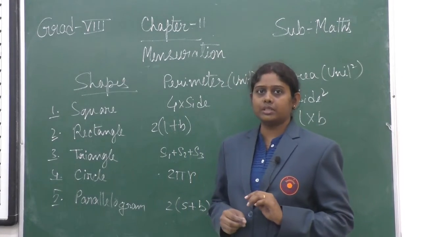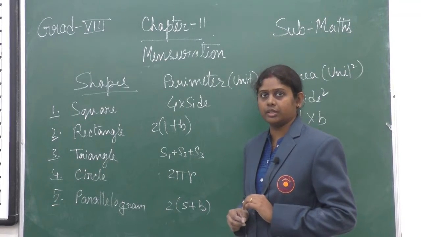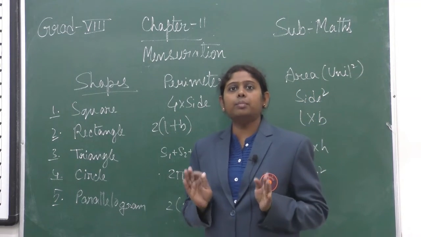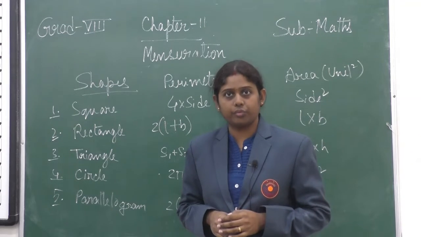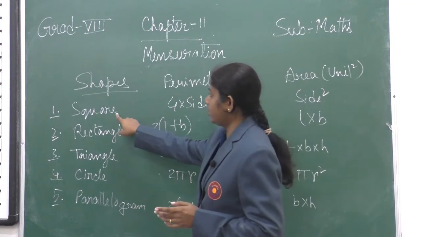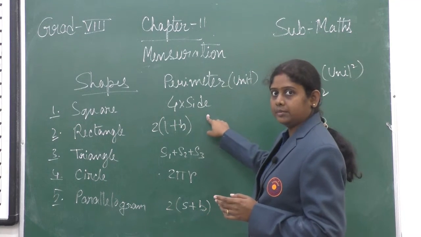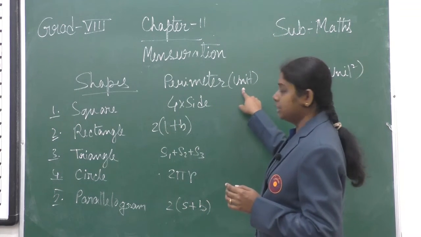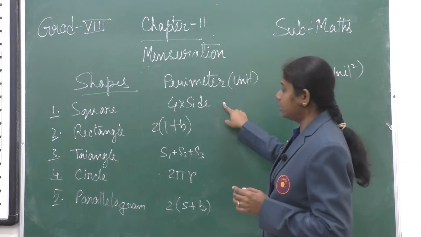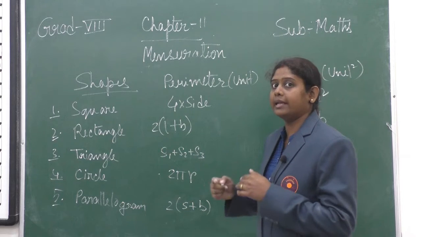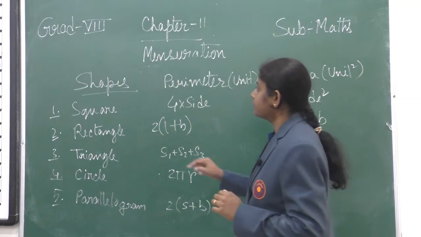First, once again we will recall the previous knowledge. The perimeter means the boundary of a closed figure. The figure name is square. So, the perimeter of a square is 4 into side, and the unit. Here the unit will be only one dimension because we are adding and subtracting, that is why.